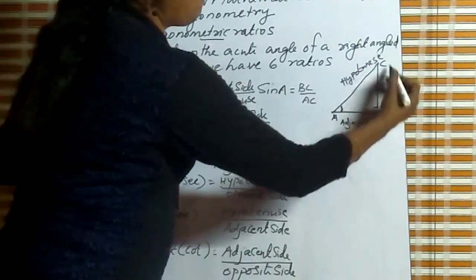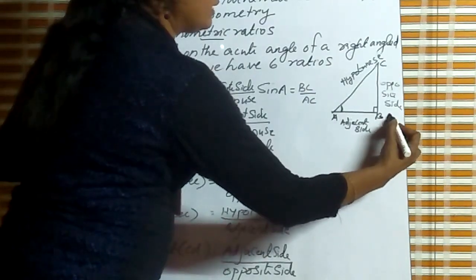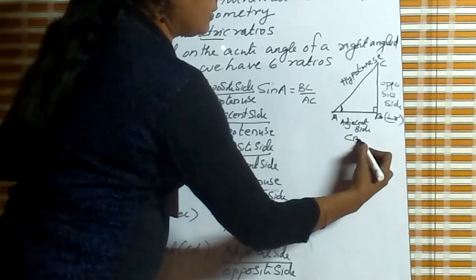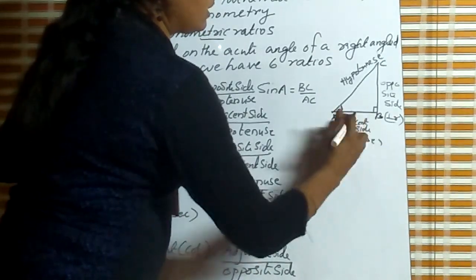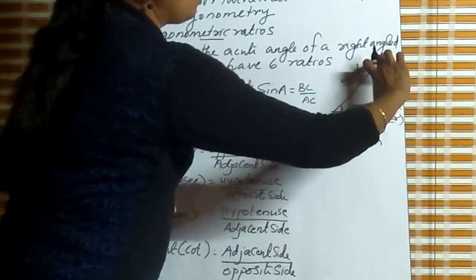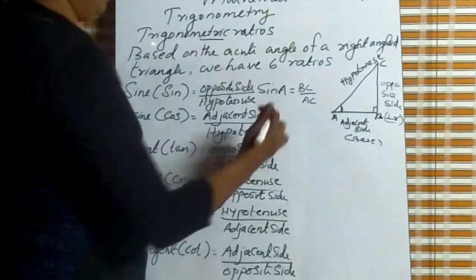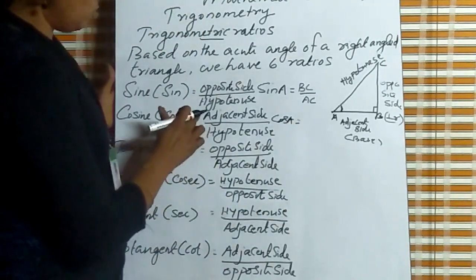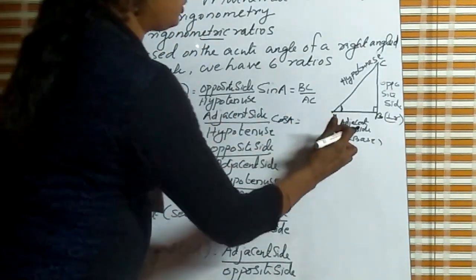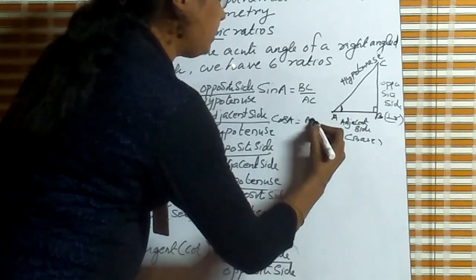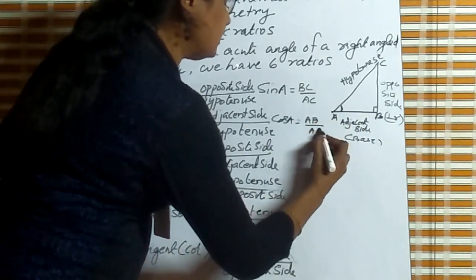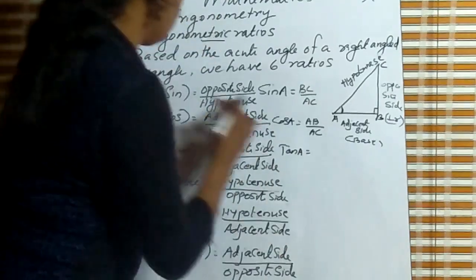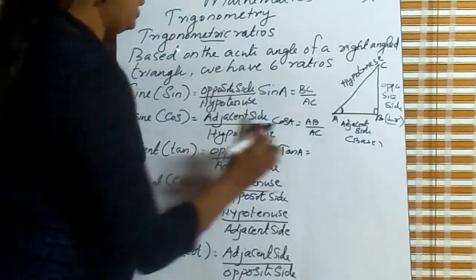We can name the opposite side by another name, perpendicular, and the adjacent side by another name, base. Here this adjacent side is the base, and this opposite side is the perpendicular. Second one, cos A. What is the formula for cos A? Adjacent side by hypotenuse: AB by AC. Then tan A is equal to opposite side by adjacent.